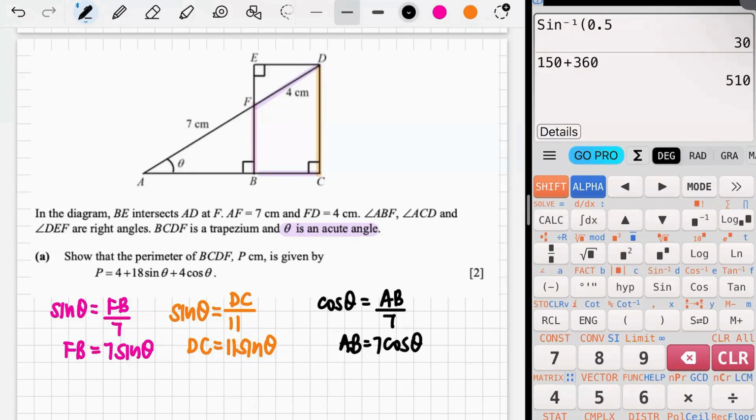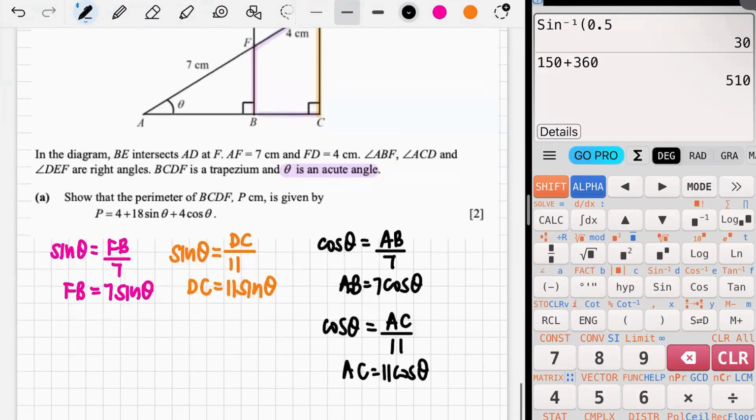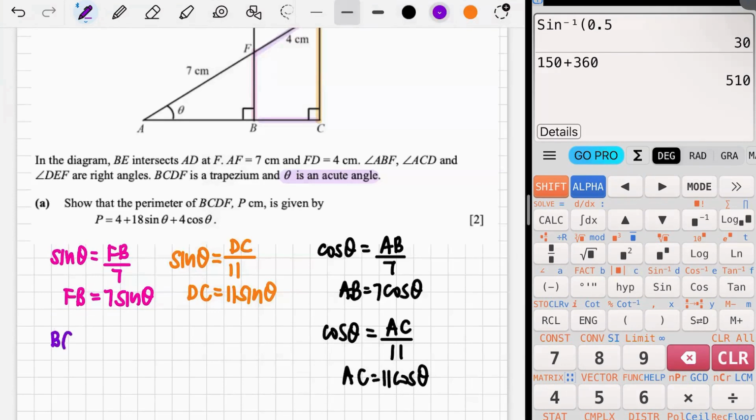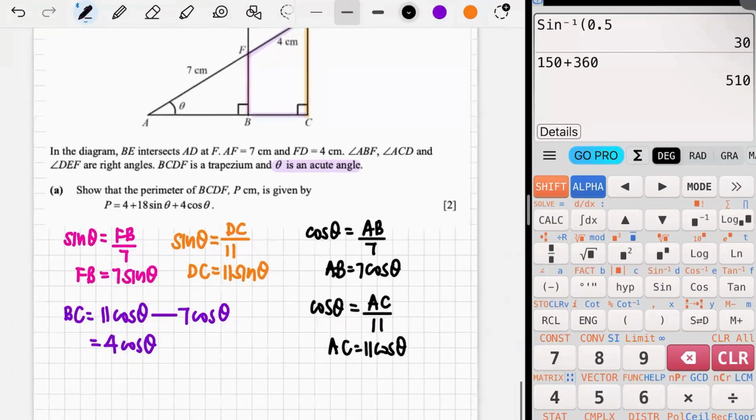So then from here, I'm going to find my AC now. Same thing, cosine theta is AC over 11. Then my AC is 11 cosine theta. So this allows me to already find BC, because BC will be 11 cosine theta minus 7 cosine theta, which gives me 4 cosine theta. So now I have everything ready.